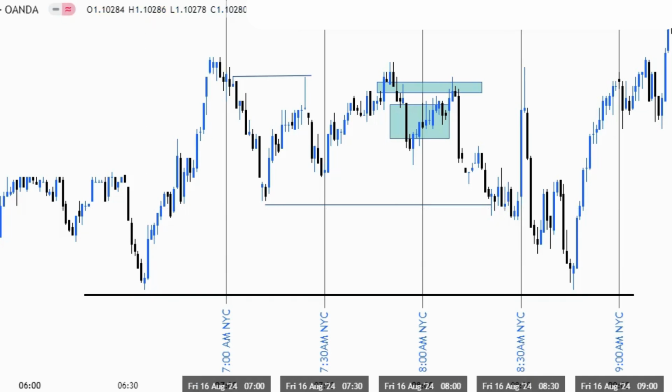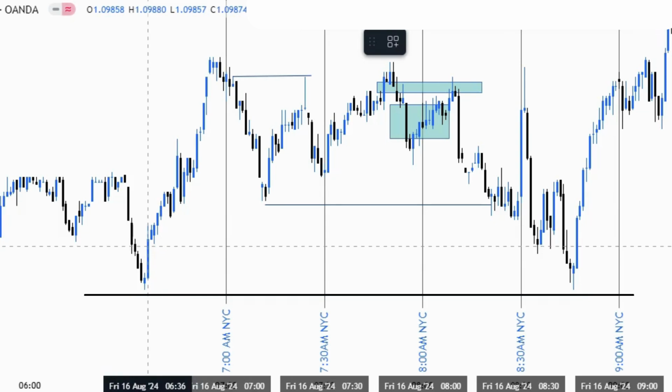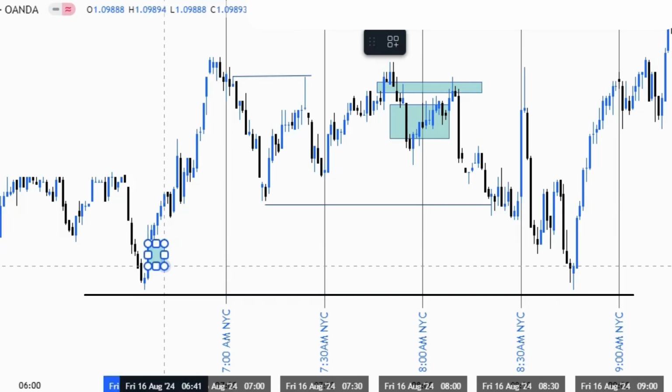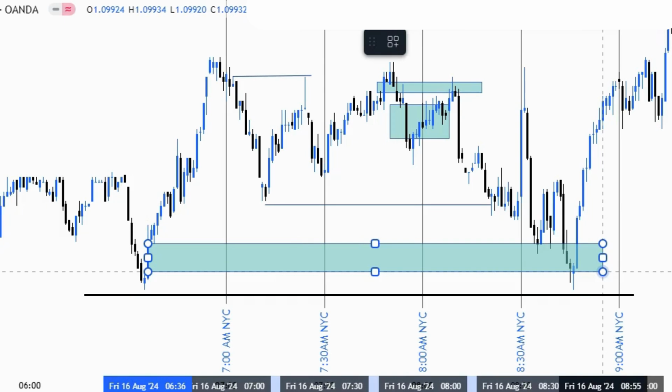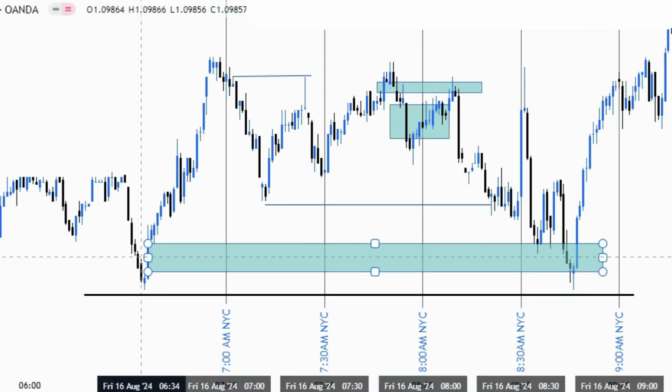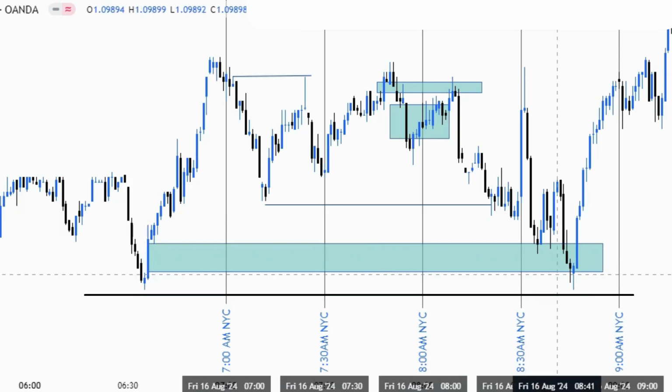What do we also see down there? We also see an inefficiency down here. Okay, this is why you always mark out all the inefficiencies and liquidity. So we see an inefficiency here, which price traded into, and then what did it do? Then it went up. Okay, so even if you look at this at a bigger picture, let me just make this bigger so you see.